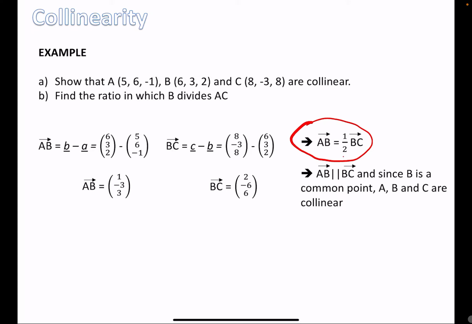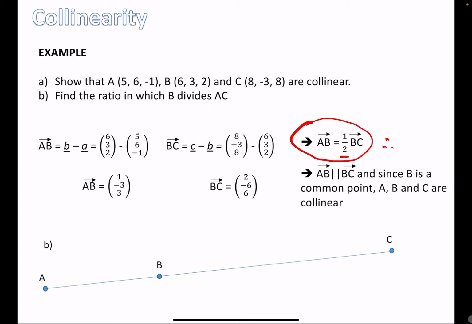So you have to write this number here. You have to have obtained the number first of all. So AB is equal to half of BC, 3/4 of BC, 5 BC, whatever it is. You have to show that number first of all, and in which case, that tells us that AB and BC are parallel. You can write that out in full or just write the symbol. And then since B is a common point, A, B, and C are collinear. A bit of a faff, but it'll get you a nice few marks.